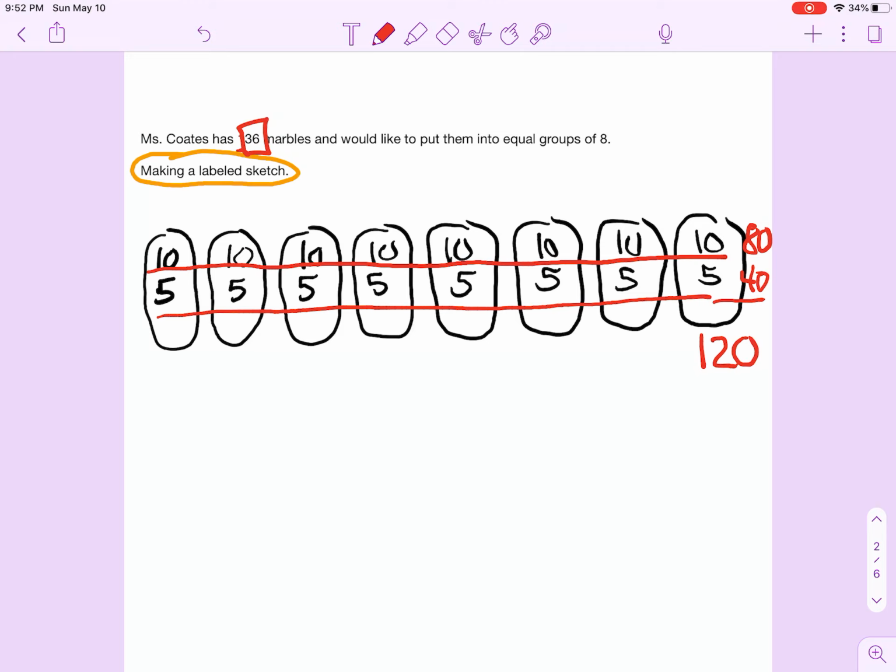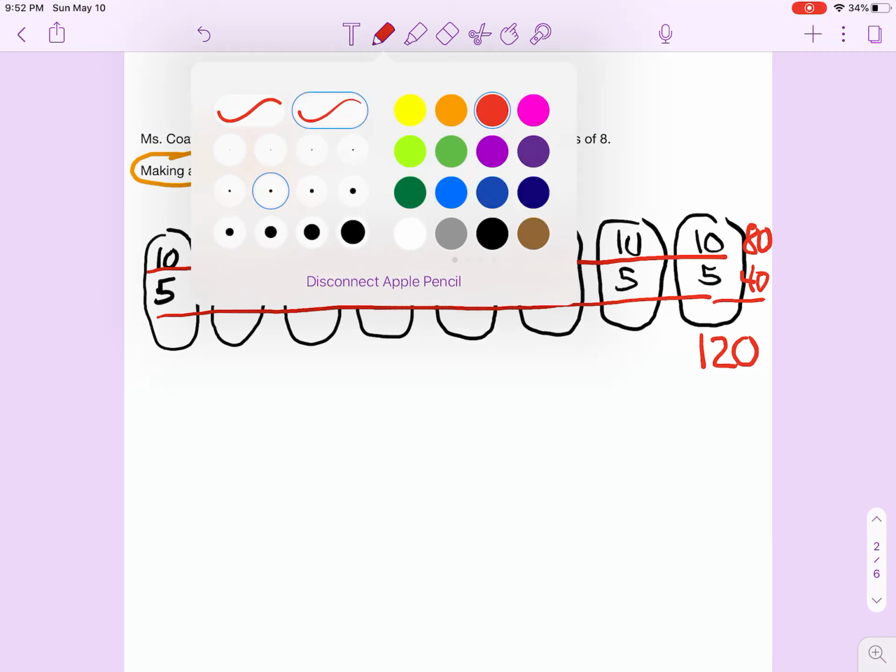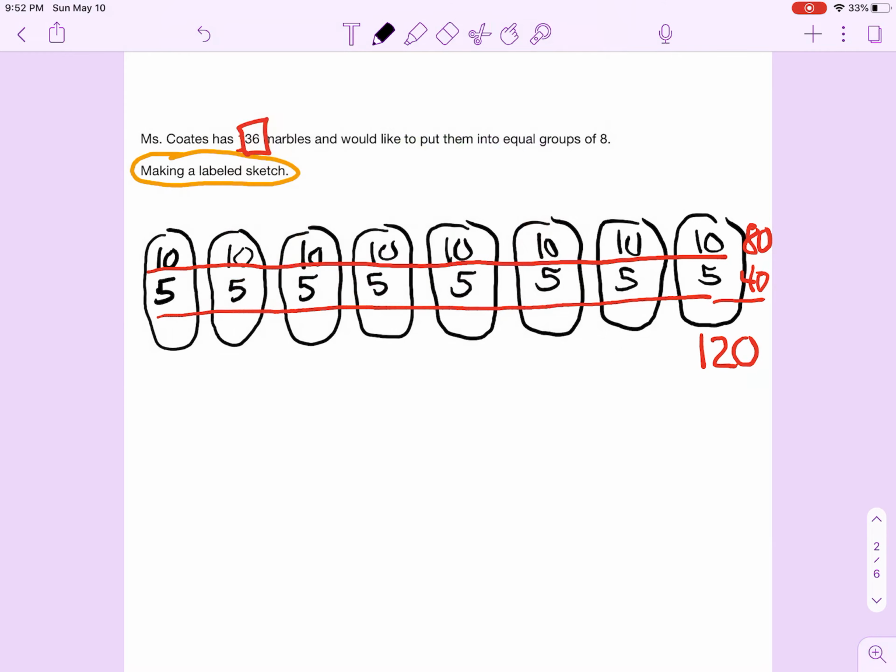I'm getting pretty close. So what I'm going to do now is take one marble at a time and put them into the bags until I get up to 136. So remember, where are we so far? We're at 120. So I'll do 121, 122, 123, 124, 125, 126, 127, 128. I'm getting closer. 129, 130, 131, 132, 133, 134, 135, 136. I'm exactly where I need to be.